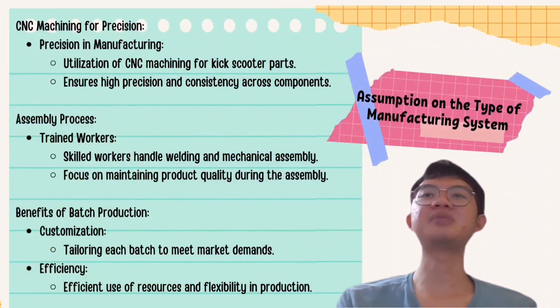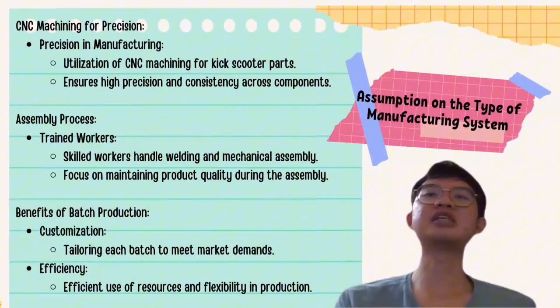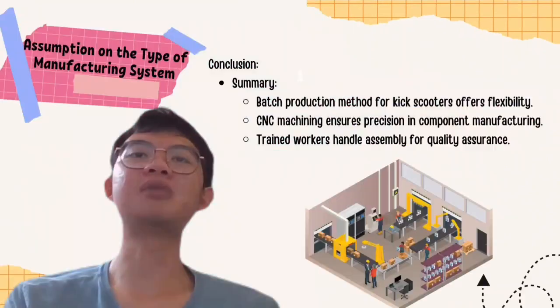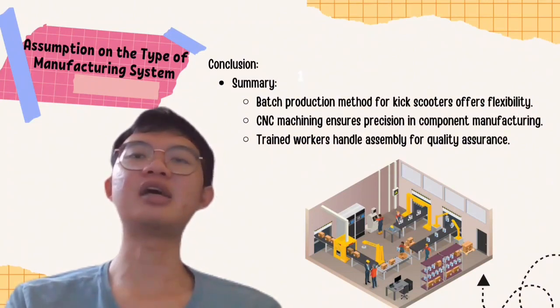CNC machining can be utilized in the production flow line for high precision and consistency across components. For the assembly process, skilled workers will handle welding and mechanical assembly. During assembly, they can focus on maintaining product quality. After that, due to the benefit of batch production, customization can be done for each batch to meet market demands, and the use of resources will be efficient due to its flexibility. Briefly, the batch production method for kick scooters offers flexibility. CNC machining ensures precision in component manufacturing, and trained workers will handle assembly for quality assurance.